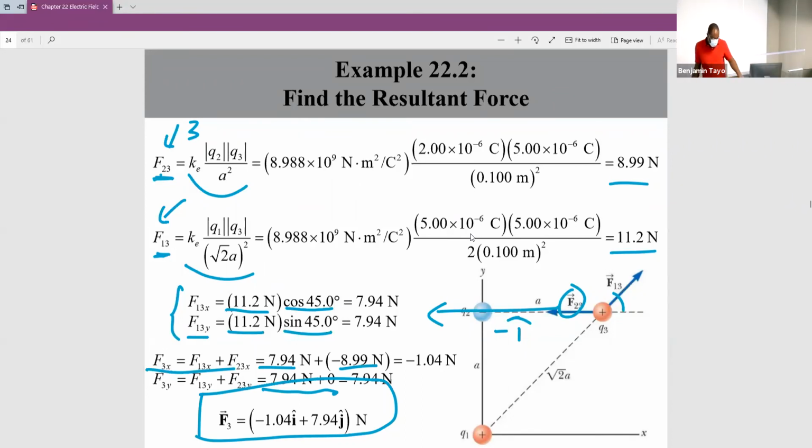Now, in the exam, just be very careful with this type of problem, because again, you need to ask yourself, what is the source and what is the test charge? Once you know the sources, you calculate the distances. If you know the distances, you can calculate the magnitude of the force first. Then you can use trigonometry to get the x and the y components.